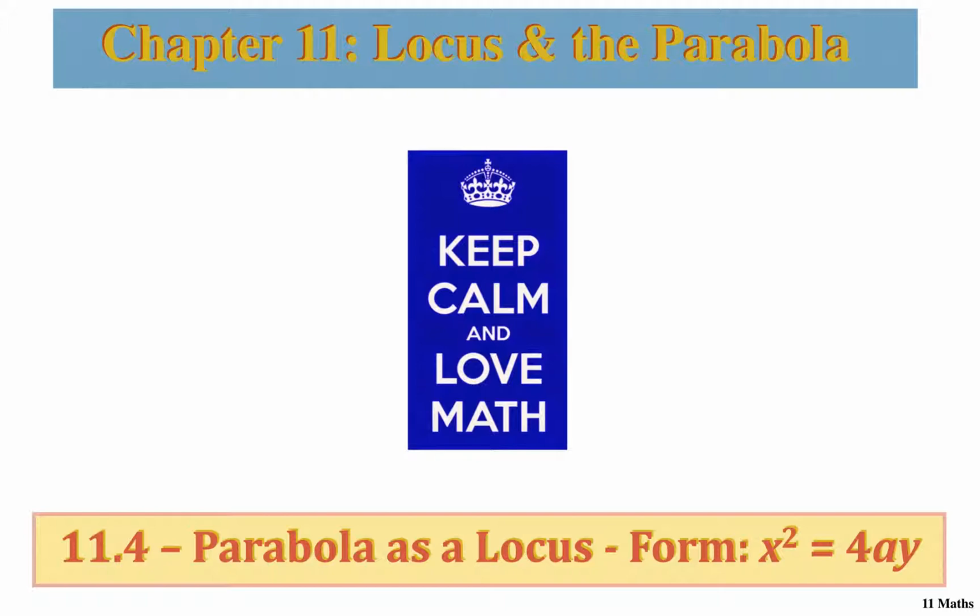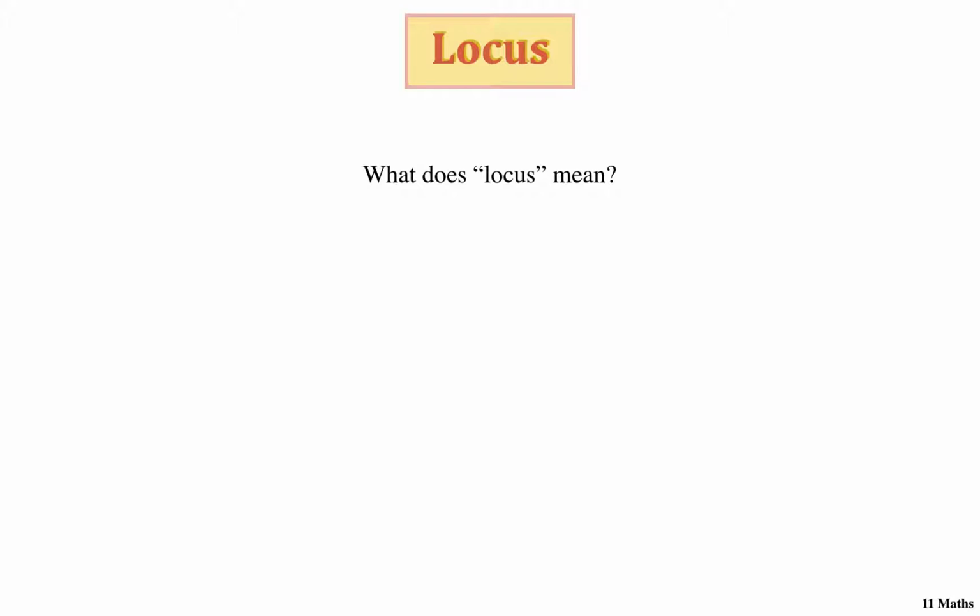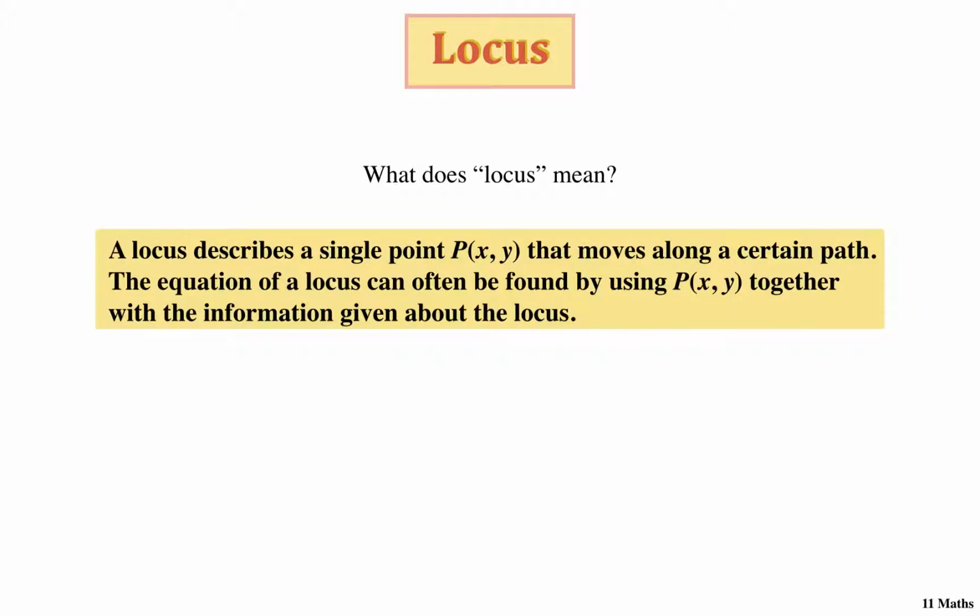Hello and welcome to exercise 11.4, which is on locus and the parabola. Now we've been dealing with locus quite a bit lately, and we need to remember that a locus, or loci if you prefer to say it that way, is simply a single point that moves around on a graph, and it's the path that that point takes. That's the locus, and we want to find the equation of that path.